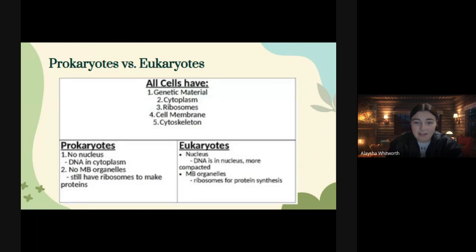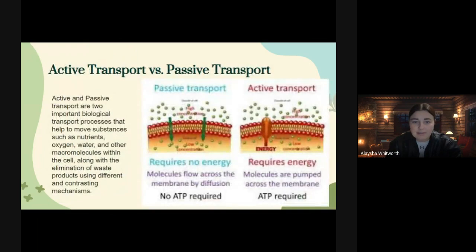All cells have genetic material, cytoplasm, ribosomes, cell membranes, and cytoskeletons, but prokaryotes don't have a nucleus. They have the DNA just kind of floating around in there. They have some ribosomes to make proteins still, but not any of the major ones, whereas eukaryotes have a nucleus where the DNA is in it, and then they have a bunch of different organelles. They also have ribosomes for protein synthesis.